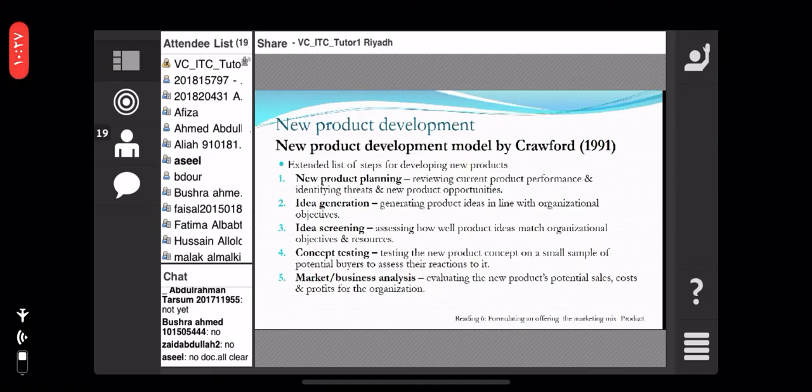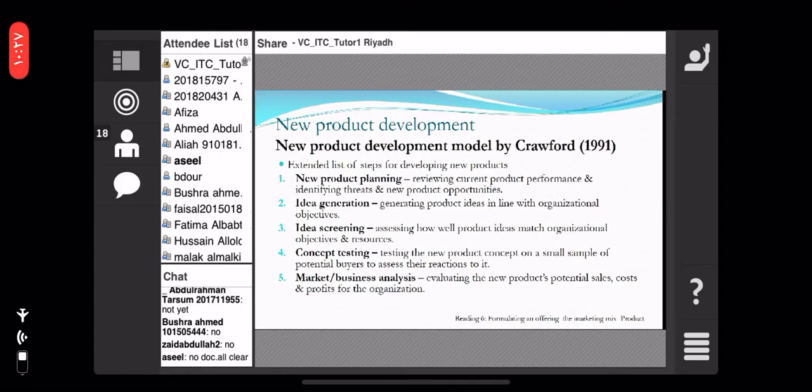You will look at your idea and assess how well product ideas match organizational objectives and resources. It's basically a reviewing process of your idea, so we call it idea screening, or from a marketing perspective idea screening. Concept testing, number 4. Concept testing is testing the new product concept on a small sample of potential buyers to assess their reactions to it.